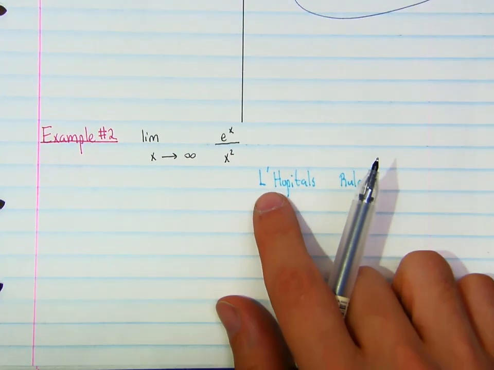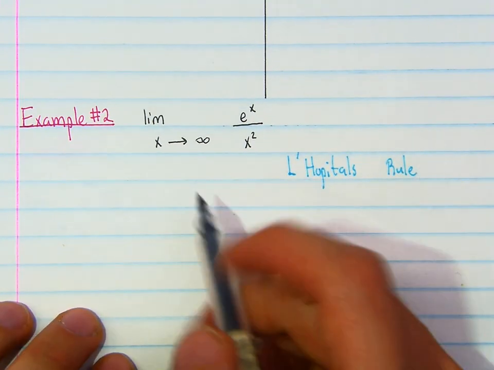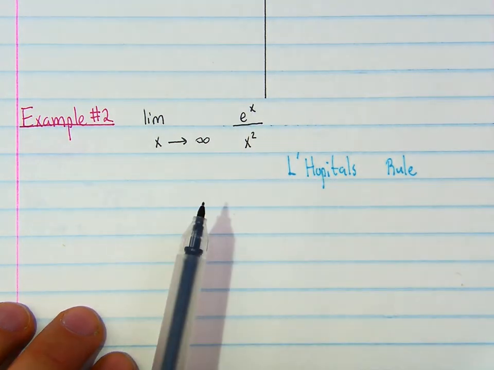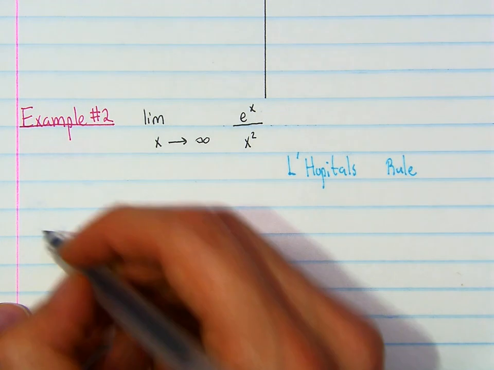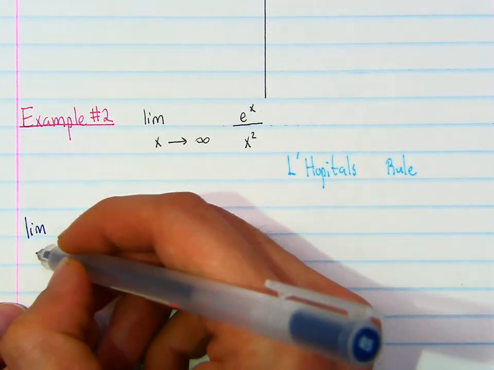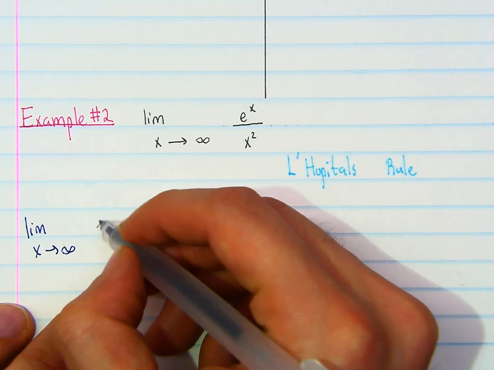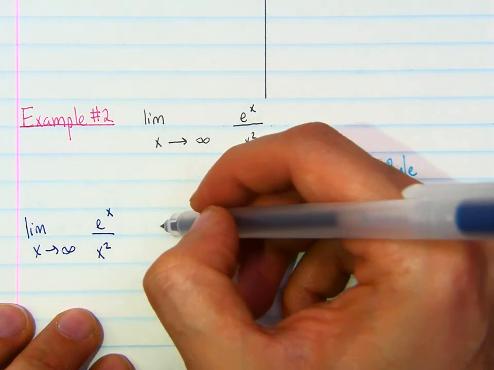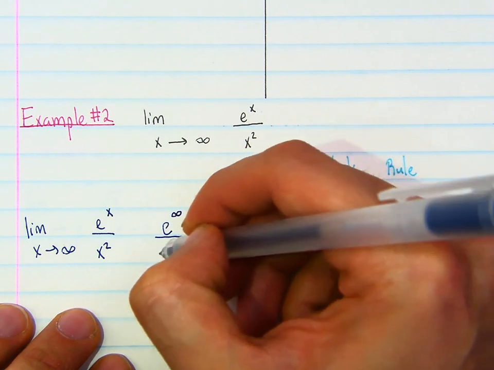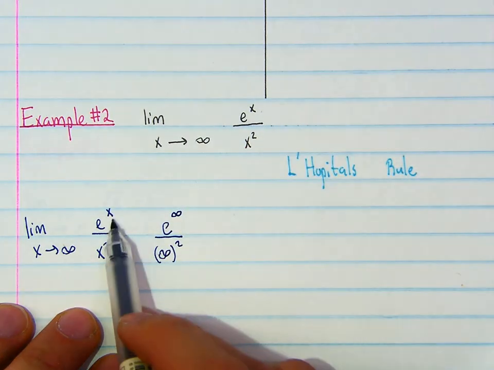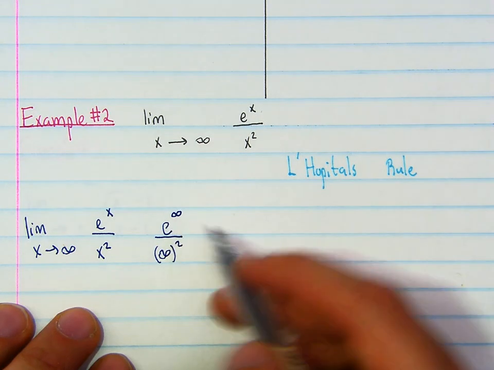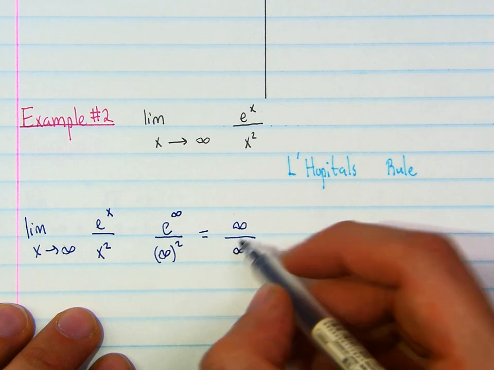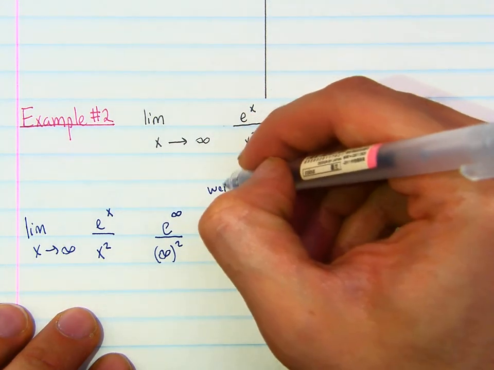But for this example, let's say we have the limit as x approaches infinity of e to the x over x squared. Now here, let's say if you just directly substitute. So let's write it here. If I say the limit as x approaches infinity of e to the x over x squared, you're saying that this is e to the infinity over infinity squared, if you were to substitute x for infinity. And notice, what is e to the infinity? That's infinity. What is infinity squared? That's infinity too. So this is weird.